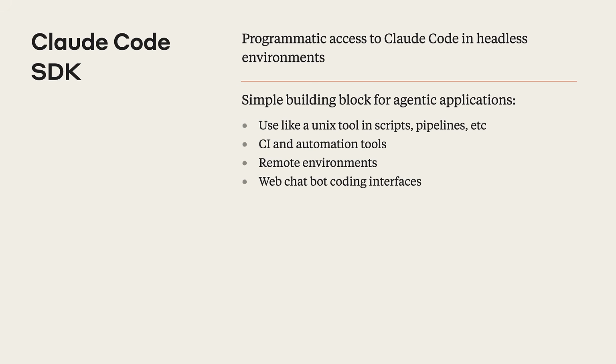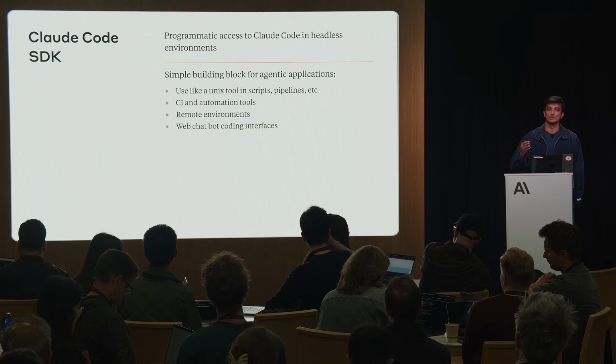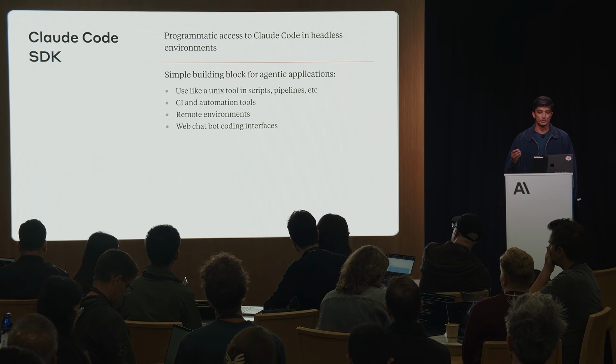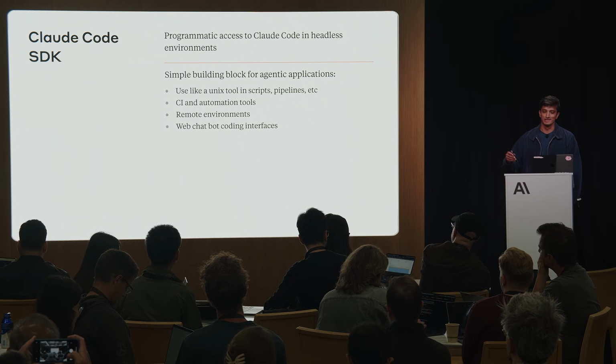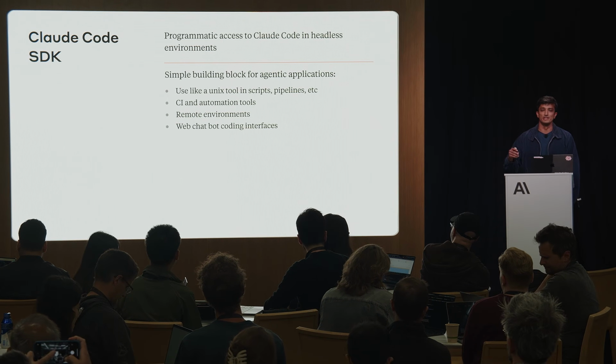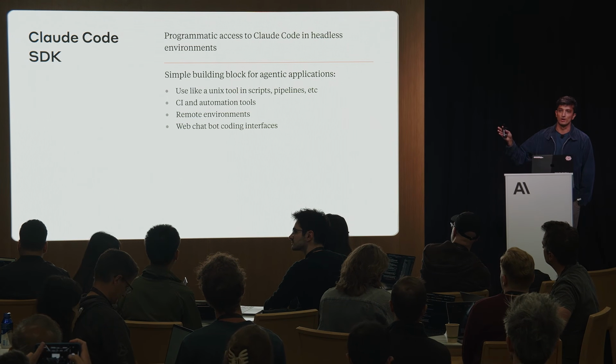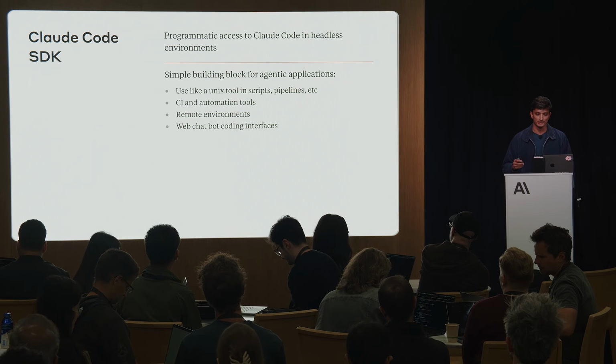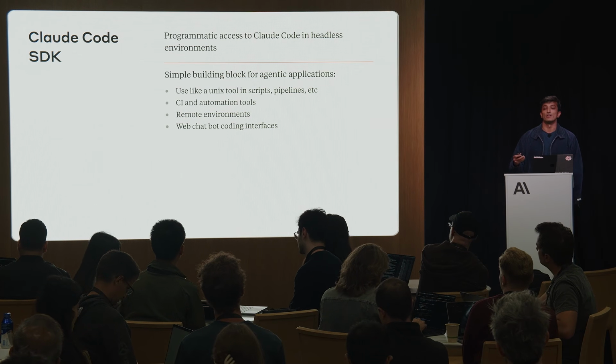Things that you can do with the SDK start with super simple things. For example, you can use it like a Unix tool. The Unix-ish tool philosophy is what really makes Claude Code powerful, because you can plug it in anywhere where you can run Bash or a terminal. So you can use it in your Unix pipelines. You can pipe stuff into it, pipe stuff out of it, make complex chains out of it. You can then build CI automation on it.